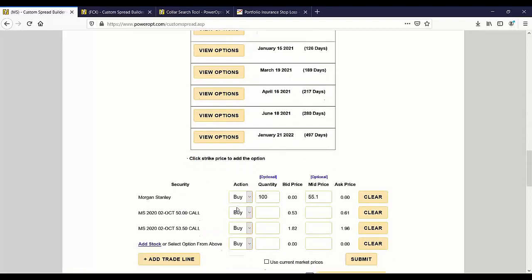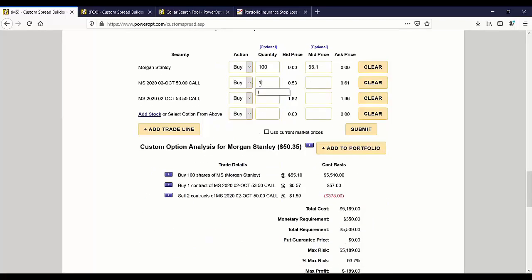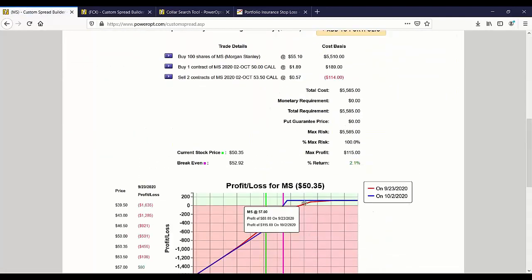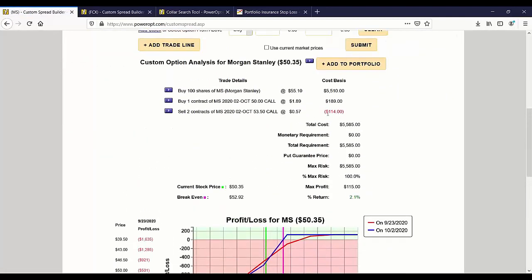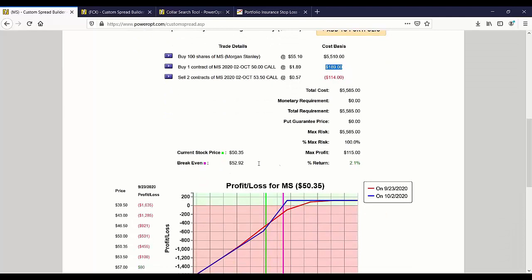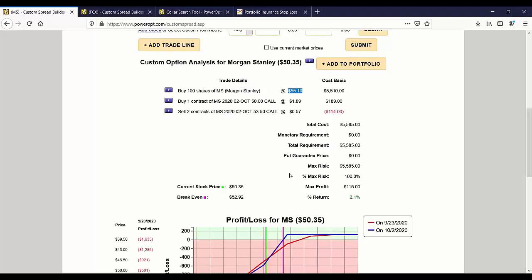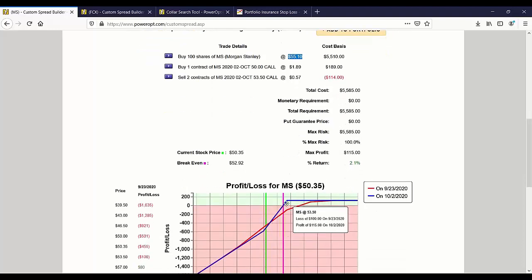So if I did it at a debit, which I prefer not to do, let's get it right this time, Mike. You buy one, you sell two of the higher strike. All right. This does get me back to break even faster, but it's done at a debit. I'd only get 114 back, and I'm paying 189 for the 50 call. And this is for the October 2nd series. So I'm doing it at a debit of 70 cents, which sometimes isn't bad. But it put my break even at 52.92, which is really good because my cost basis was at 55.10.